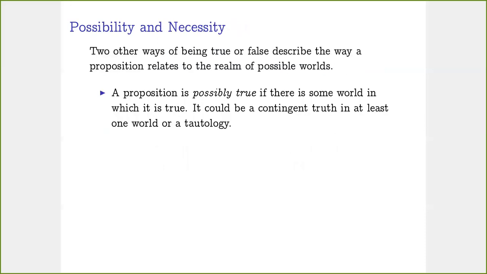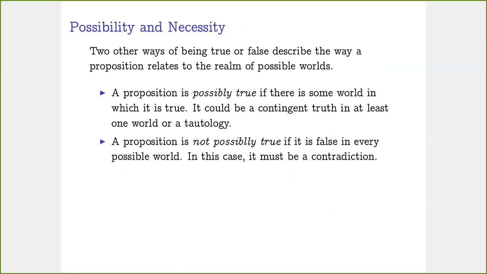Two other ways of being true or false describe the way a proposition relates to the realm of possible worlds. A proposition is possibly true if there's some world in which it is true. It could be a contingent truth in at least one world, or a tautology for this to be the case. A proposition is not possibly true if it is false in every possible world. In this case, it must be a contradiction.